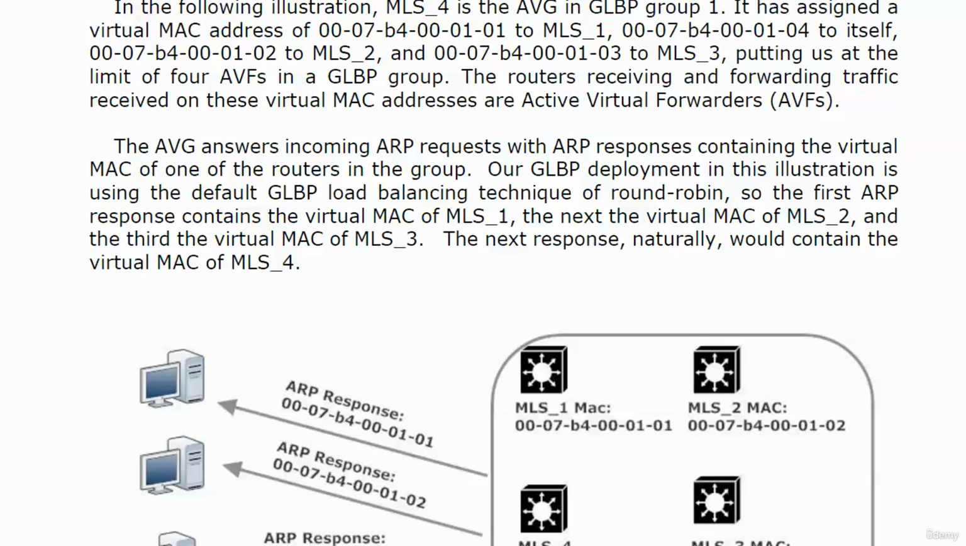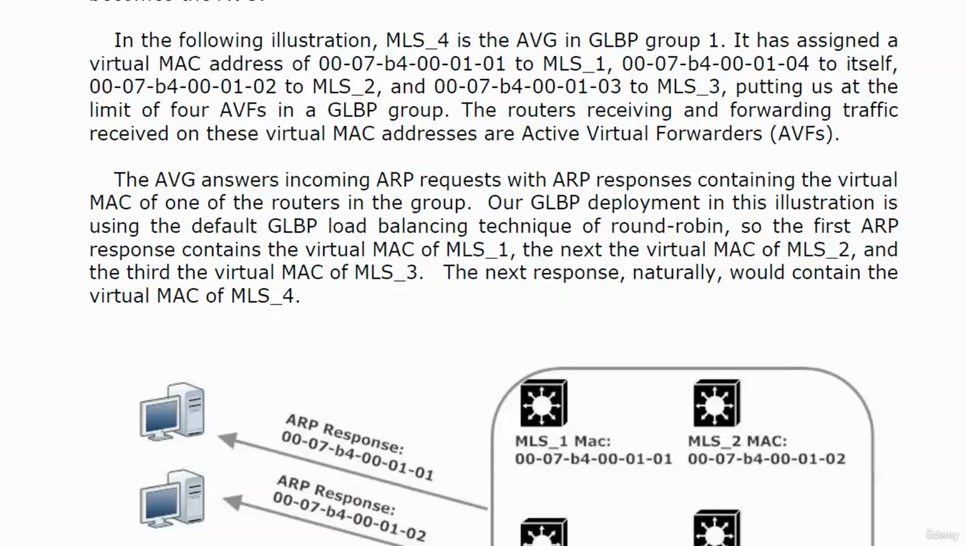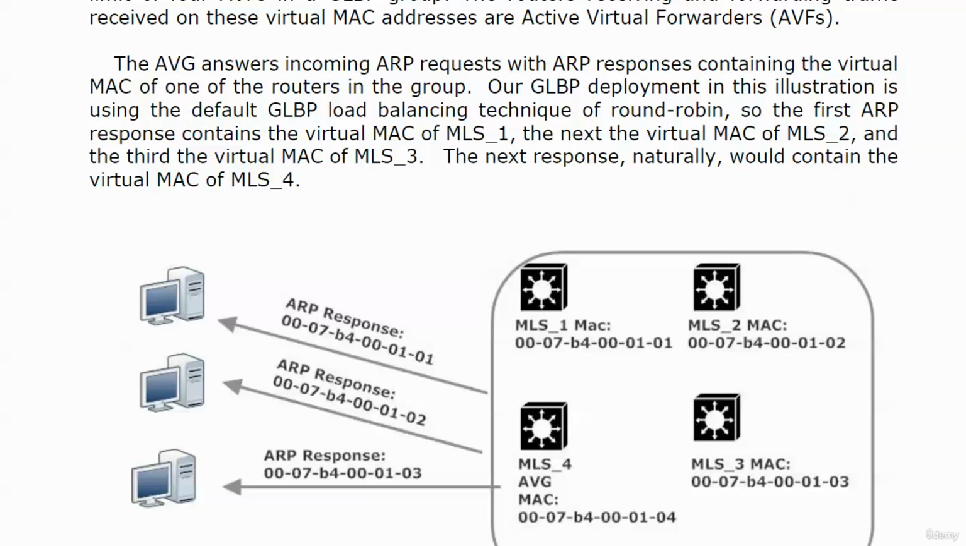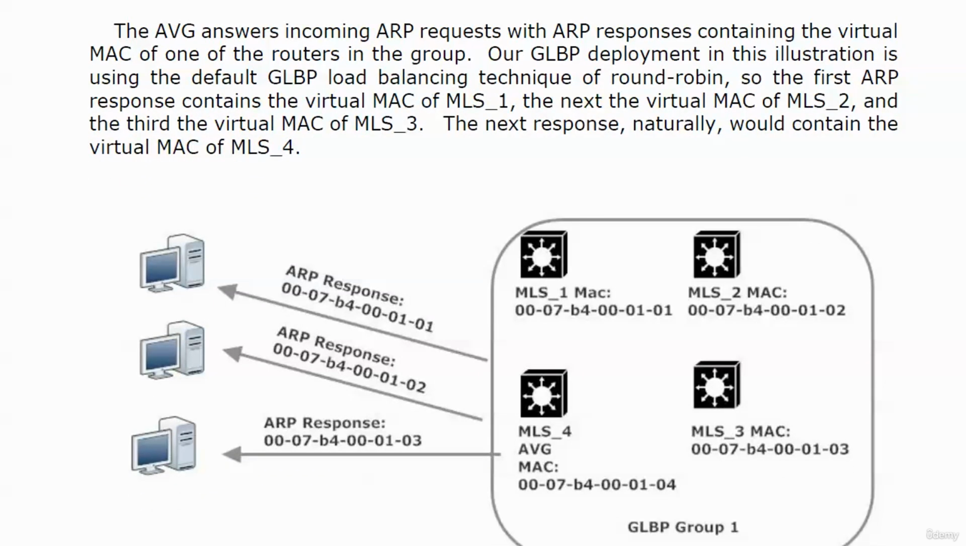Now, in the following illustration, and this is an illustration because in our lab we're going to have 3 routers. MLS4 is the AVG in group 1, and you can see the MAC addresses that it's assigned. They all begin with 0007B400. Then the next part, the XX, is 01 because we have GLBP group 1. And then, let me bring that up so you can see it. There we go. And then, of course, the ending of it is just the number that was assigned by the AVG.